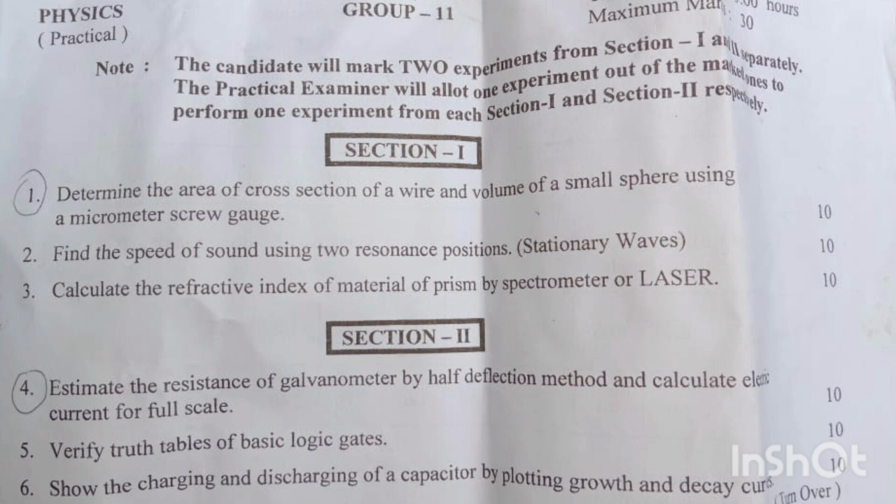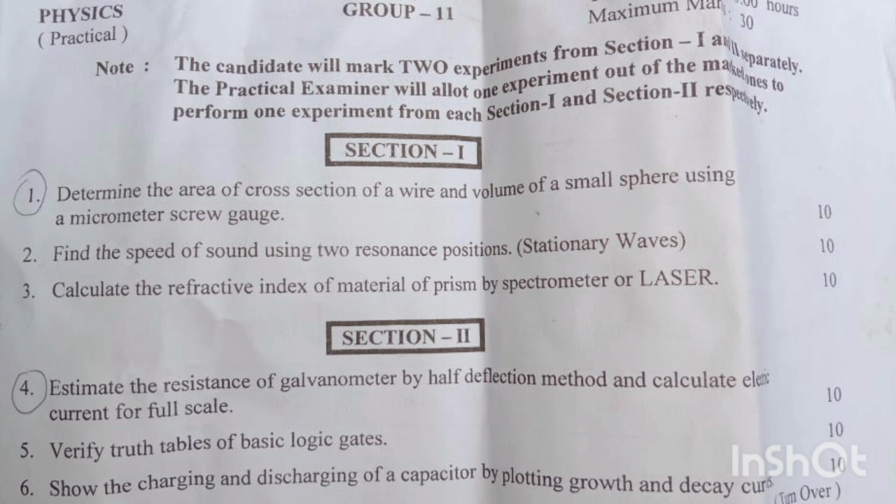Section 2. Question number 4. Estimate the resistance of galvanometer by half deflection method and calculate current for full scale. Question number 5. Verify truth tables of basic logic gates.